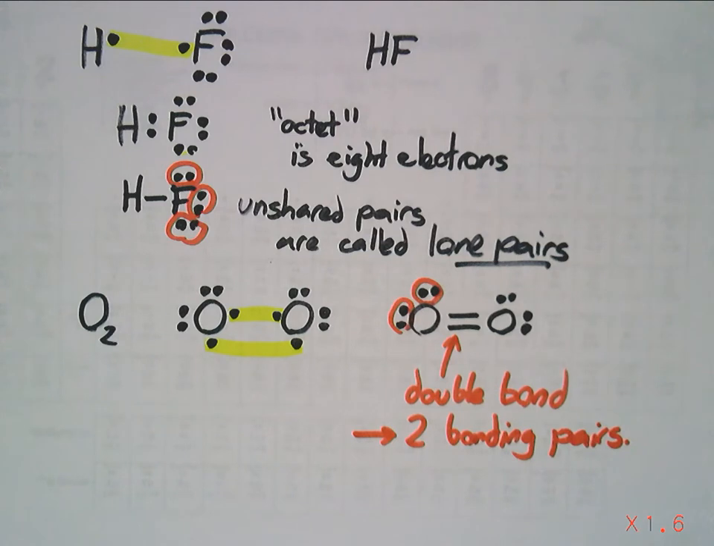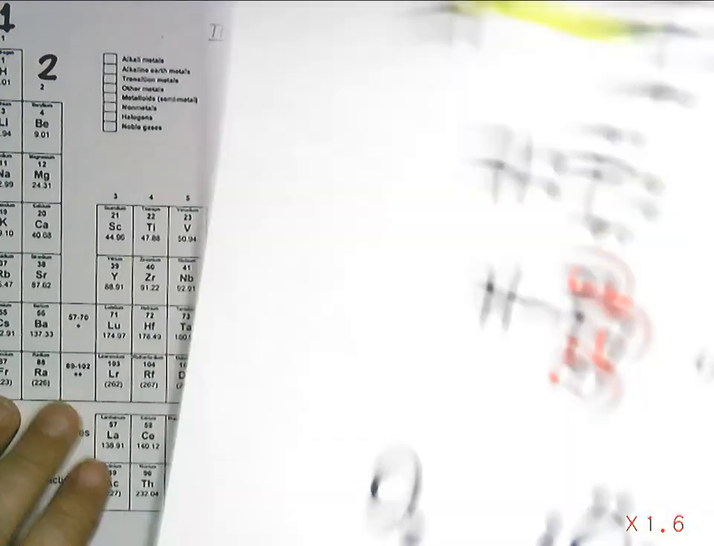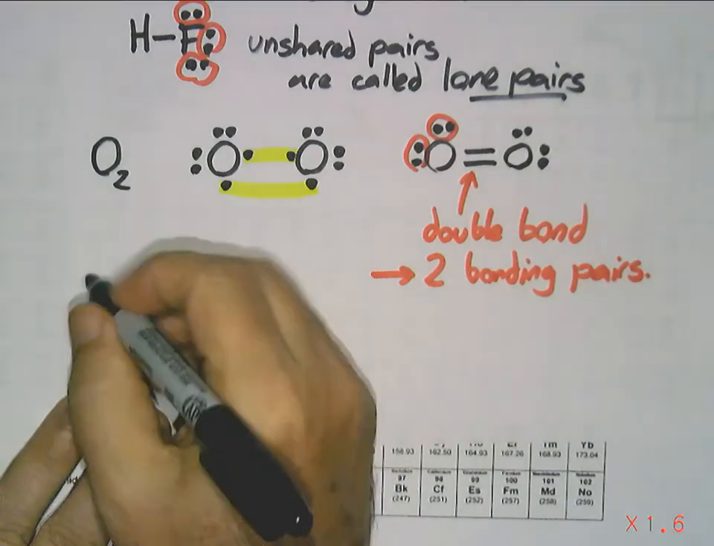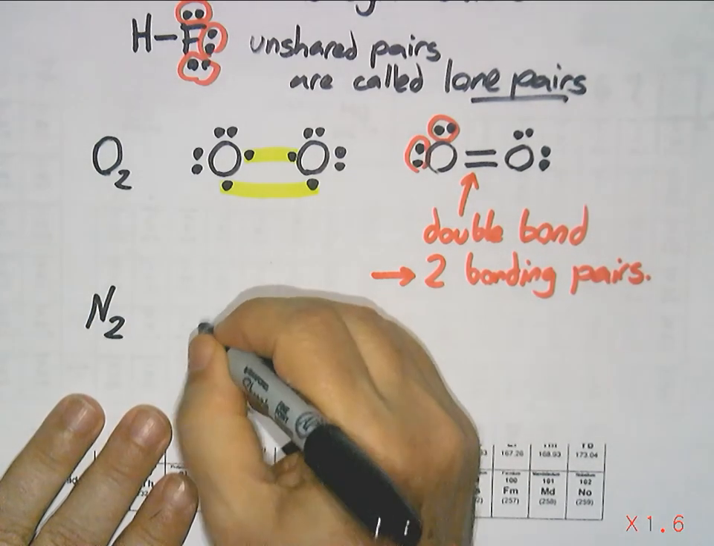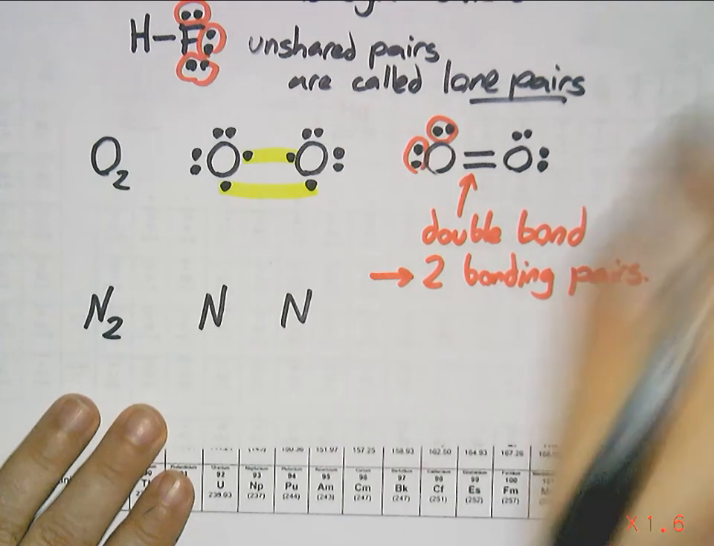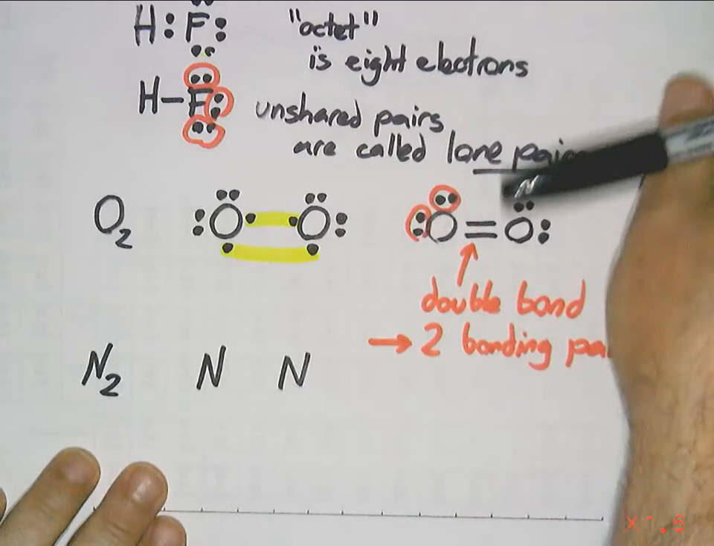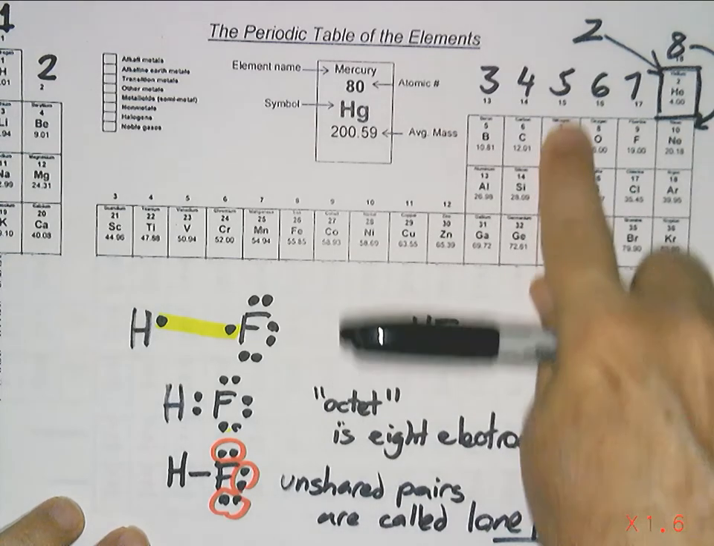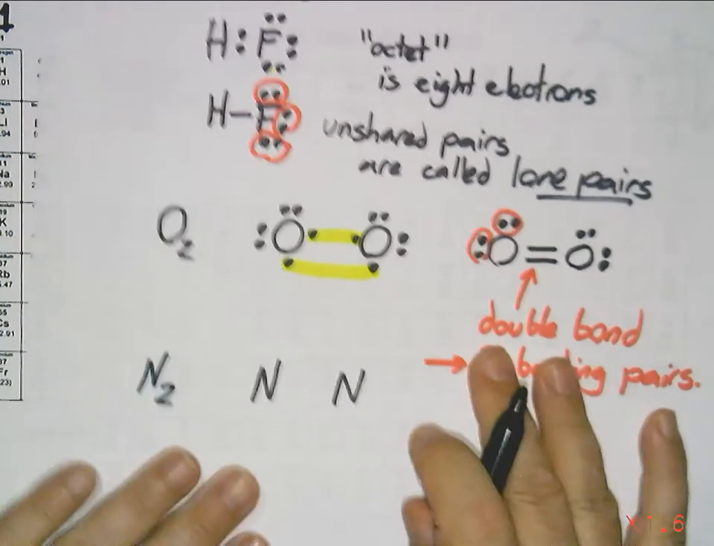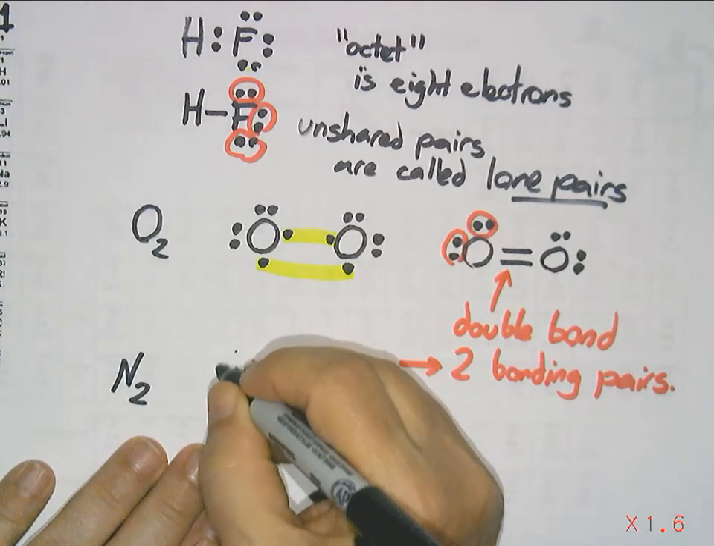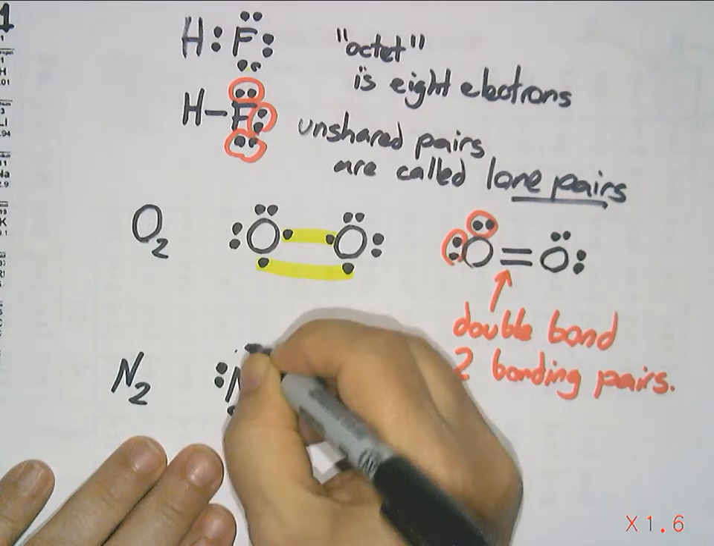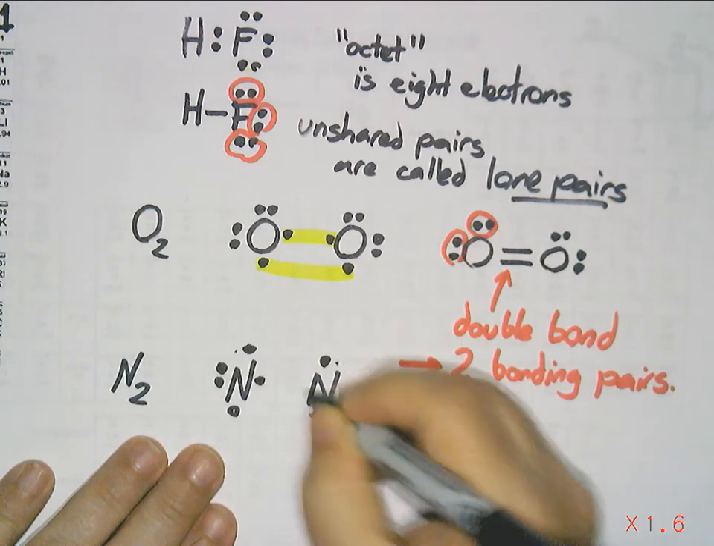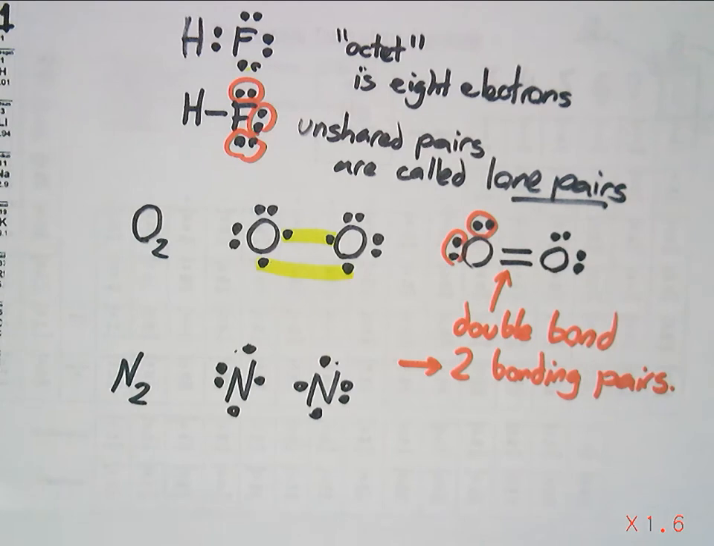Let's try to do a covalent molecule for N2. Here we have a nitrogen and a nitrogen. I'm going to look and see how many valence electrons they've got. 5. One, 2, 3, 4, 5. 5 on this one. Now, how many do they want? They want to be like neon. They want 8. So each nitrogen wants 3 more.